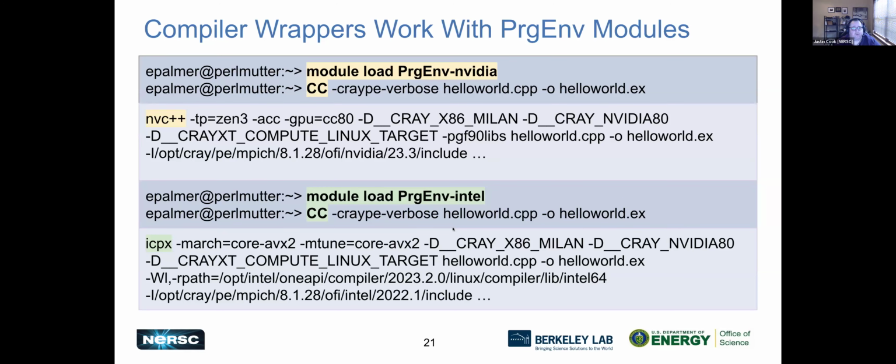Now, if you were to switch from one programming environment to another, you would see that there would be a change in the type of stuff that's done in the background. For example, if you were to switch from NVIDIA to Intel, you could see that there are two completely different compilers being called, and that the options and the definitions might change depending on how it's best optimized to call the compiler.